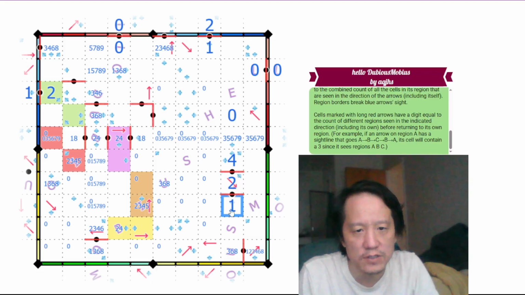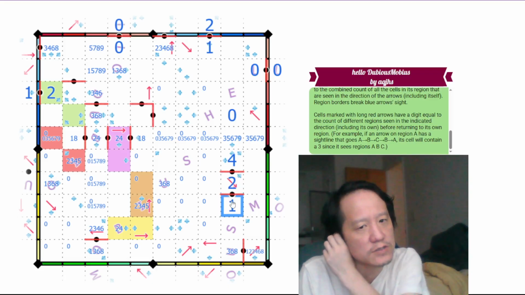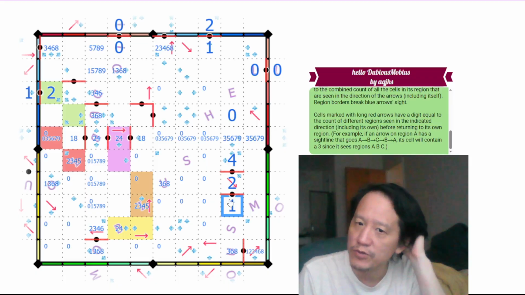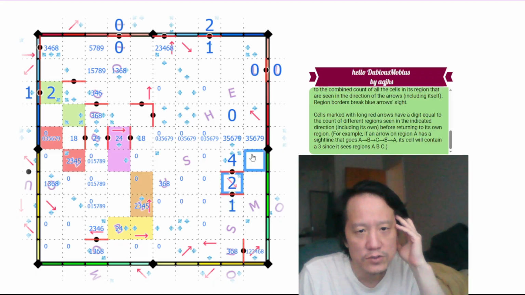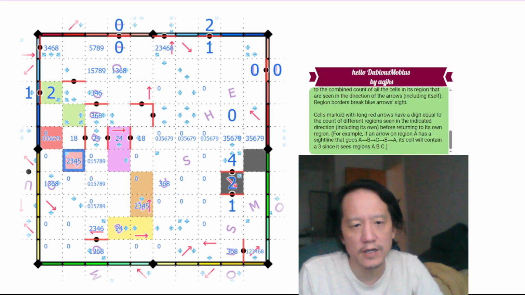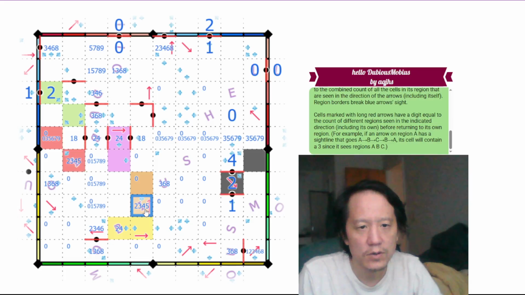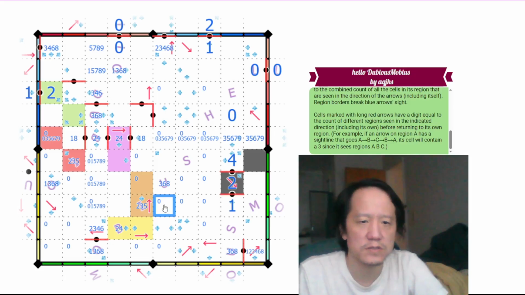Because it points to that direction. It only sees its own region, and it's blocked by region borders. So this sees itself. This is 2, so this must be the same region. It only sees 2 regions this way. Interesting. So this I cannot be 4. DubiousMobius.